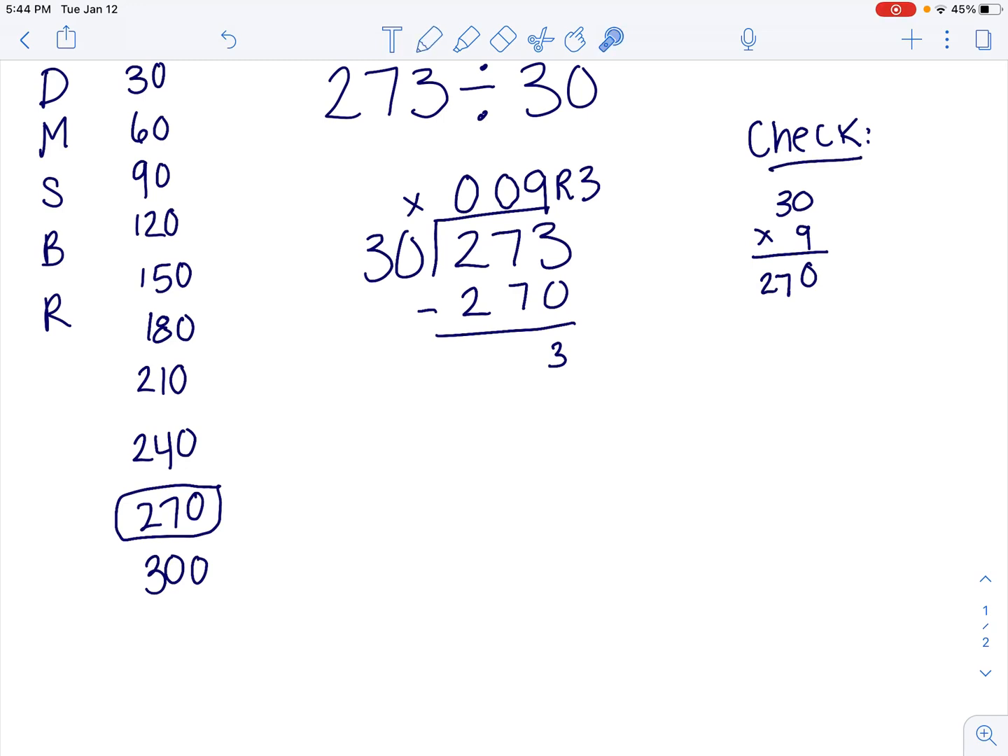We have to remember to add our remainder onto that answer. I'm going to start a new math problem to the right and say 270 plus 3. And I know the answer to that is 273. We'll know if we got the right answer to our division problem if our answer to the check matches up with our dividend, or what's in the division house. They match, 273. So we can say that 9 remainder 3 is our final answer.